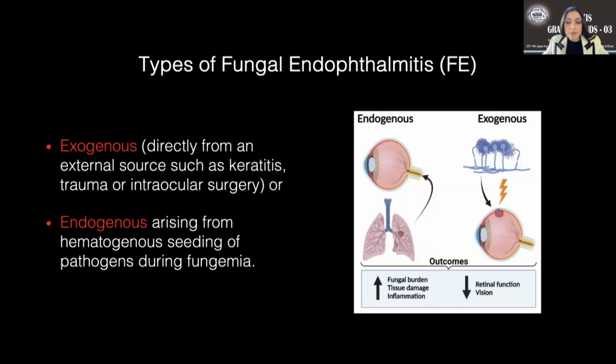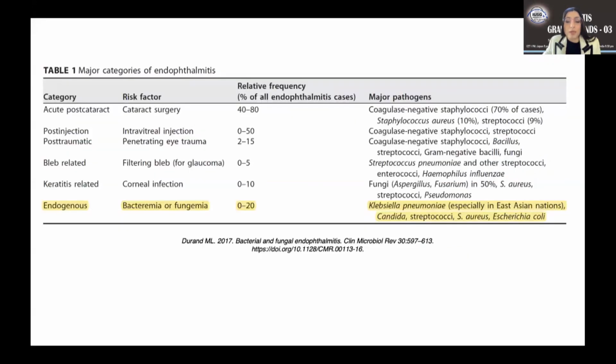There are 2 types: exogenous, which is caused directly from an external source, such as keratitis, trauma, or intraocular surgery, and endogenous, which arises from hematogenous seeding of pathogens during fungemia. This table shows the most prevalent risk factors of endophthalmitis. Endogenous endophthalmitis, either bacterial or fungal, accounts for up to 20% of all types.